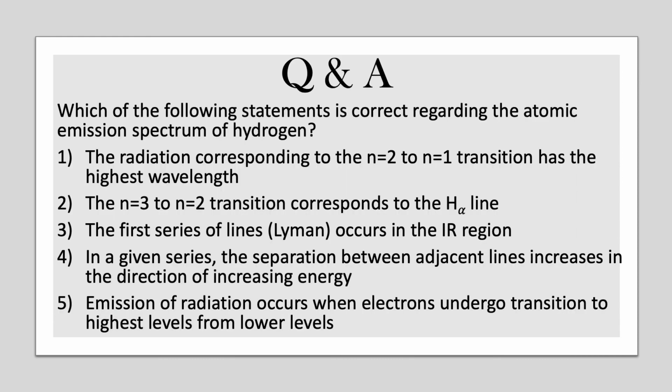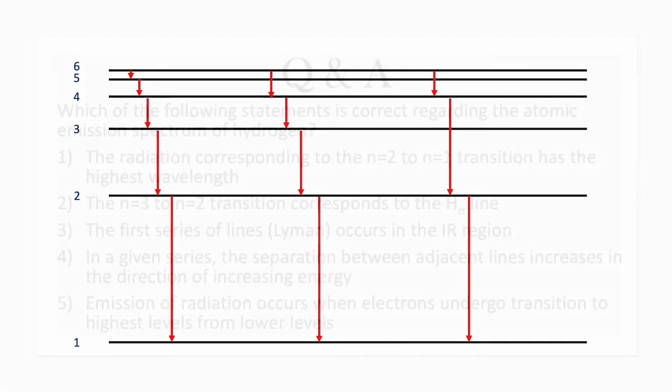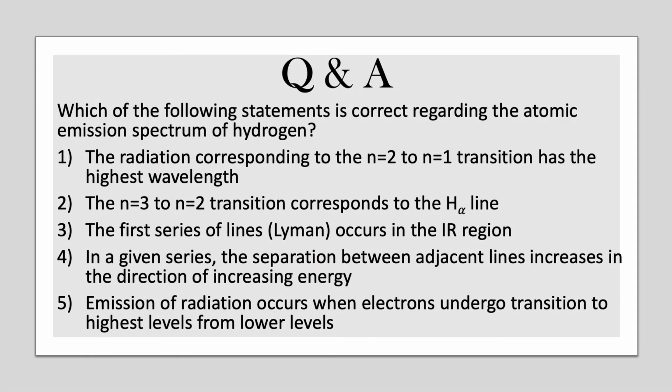What could be the correct statement? The radiation corresponding to the n equals 2 to n equals 1 transition has the highest wavelength. Incorrect. There are more energetic transitions. Even n equals 3 to n equals 1 is a more energetic transition. The n equals 3 to n equals 2 transition corresponds to the H alpha line. That is true. We learned that a short while ago.